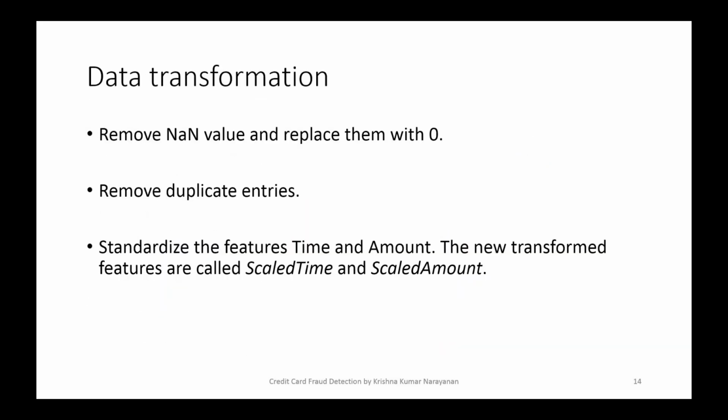As a part of the data transformation, I first looked for invalid values and not-a-number values and replaced them with 0. I checked for duplicate entries and removed them. I standardized the features time and amount, and gave the new feature columns the names scaled time and scaled amount.